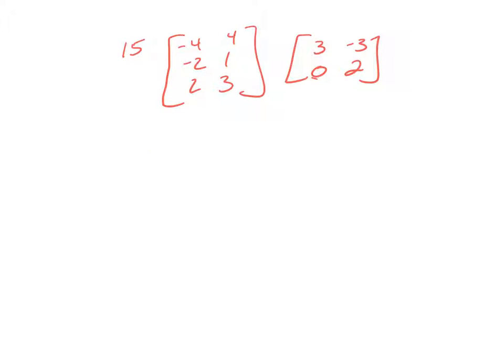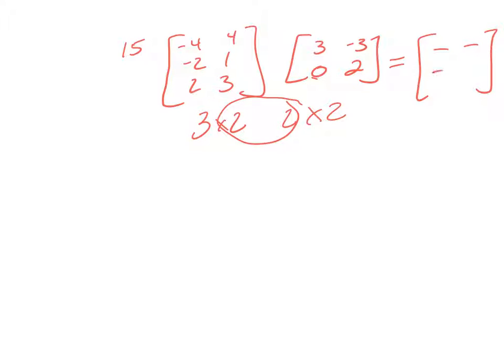This first one is 3 rows by 2 columns. The second one is a 2 by 2, which are pretty easy to see. And then I circle these 2. Yep, we're good to go. And the answer is going to be a 3 by 2, which looks like this. 3 by 2. So this row and this column is your first blue number, and then that same row with this column is your second blue number.